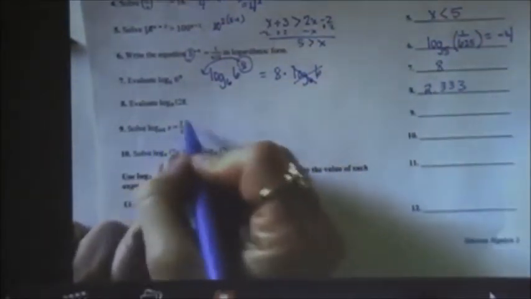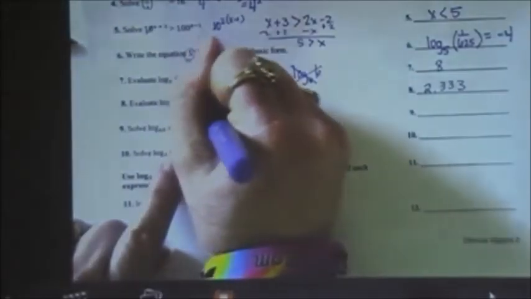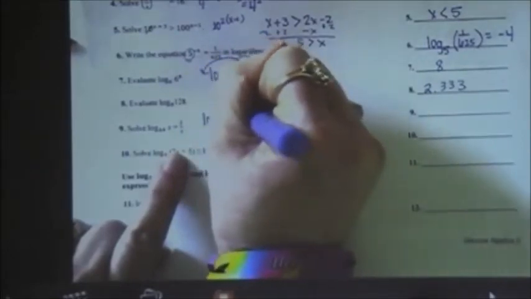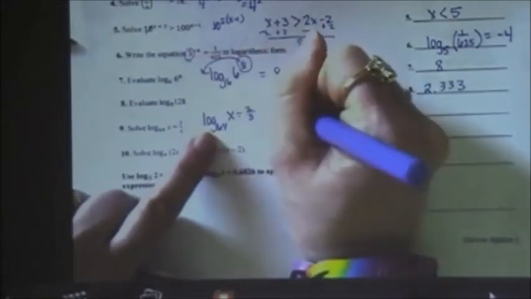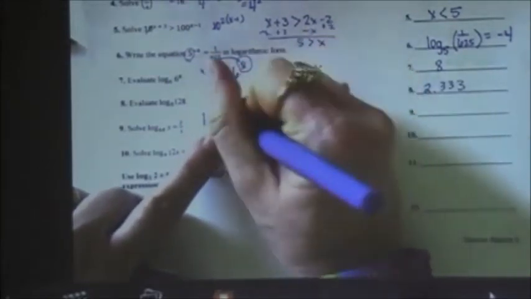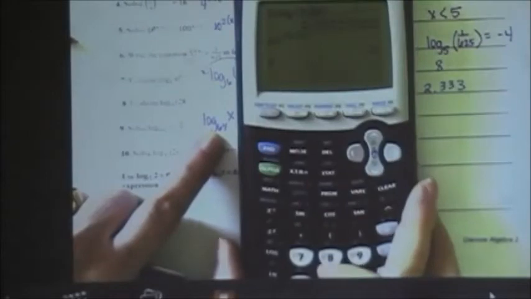Now this time, on number 9, they've asked me to solve this. Log base 64 of x equals 2/3. The first thing I'm going to do is rewrite this exponentially. Remember, your base is your base. Your answer becomes your exponent, and your argument is your answer. So now all I have to do is plug that in my calculator. 64 raised to the 2/3 power. And you get 16.